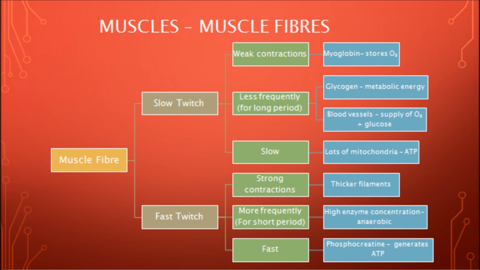Slow twitch fibres produce weaker contractions, which are less frequent over a longer period of time. They prevent the build-up of lactic acid due to the aerobic respiration which they are adapted for. They have a large amount of myoglobin for storing oxygen, as well as a rich supply of blood vessels for receiving oxygen and glucose. There is also a store of glycogen for metabolic energy. There is also a large number of mitochondria where the ATP is produced.